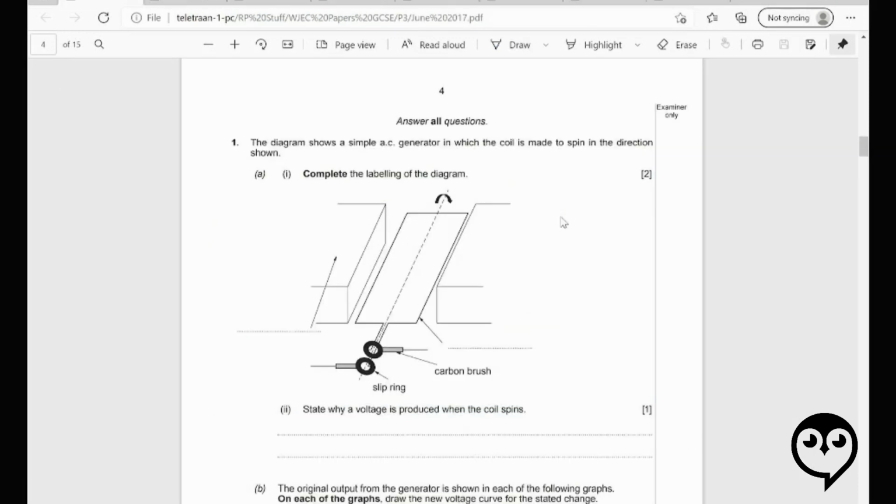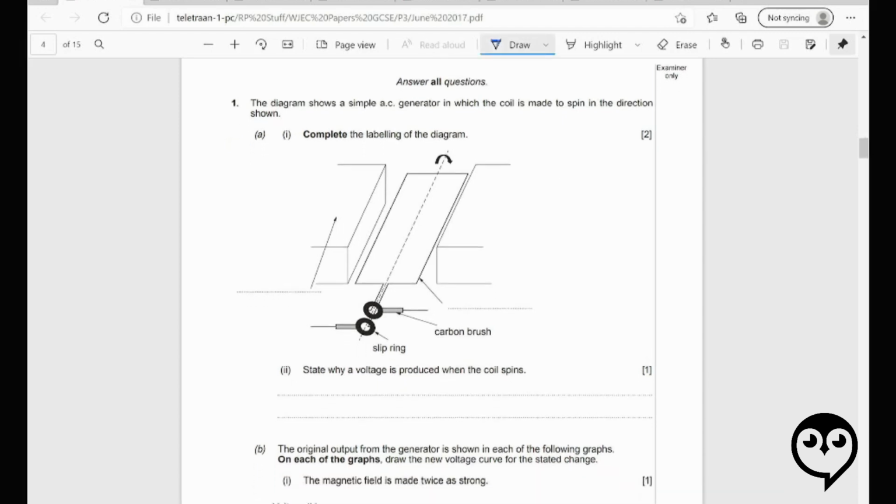Okay, and I've got some WJEC questions here. This is paper 3, June 2017. Got a picture here of an AC generator. Complete the labeling of the diagram. Okay, well, we've got a magnet. We've got a coil, or you might call it an armature. And I think that's about that.